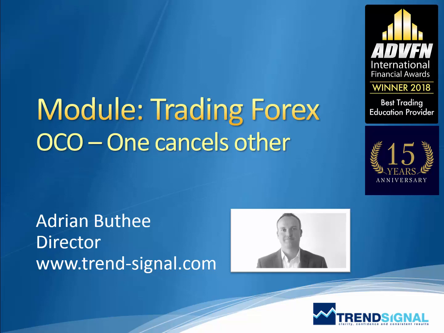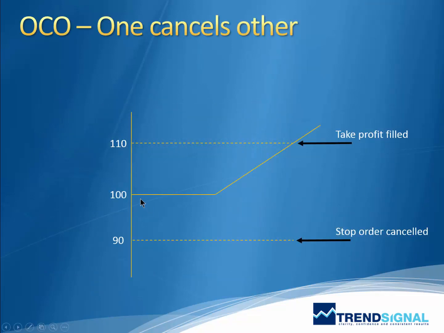Let's have a look at a bit more detail with it. Pretty straightforward, really. Let's say we're going to go long at 100. As the market carries on and goes up towards our take profit area of 110, we've got a stop loss at 90. So whichever one gets completed first, the other order gets cancelled. So as we saw the market rallying, goes on through to our take profit area, our take profit order is filled, and therefore our stop loss order gets cancelled immediately. And that's the whole purpose for an OCO.